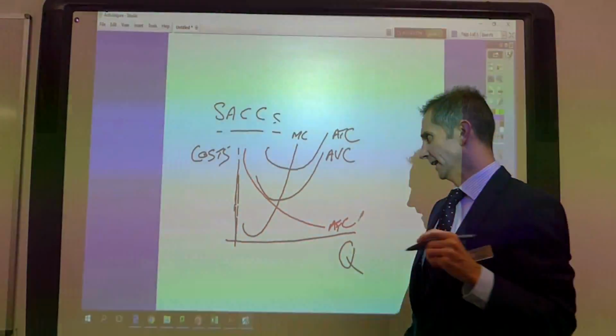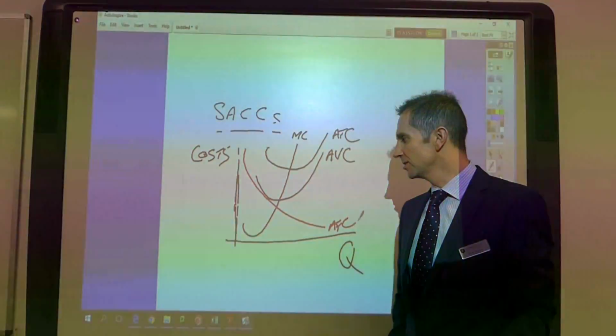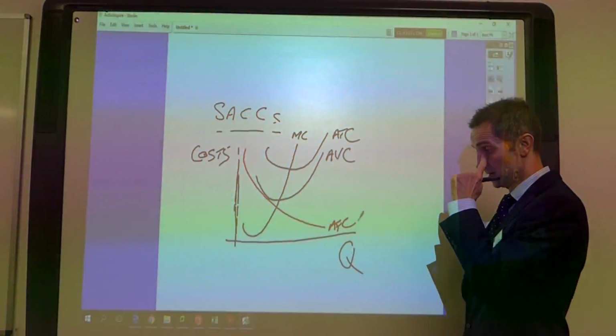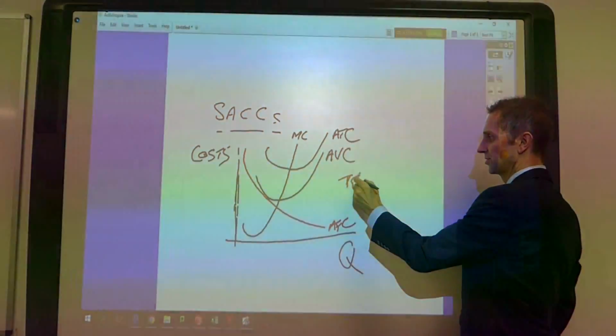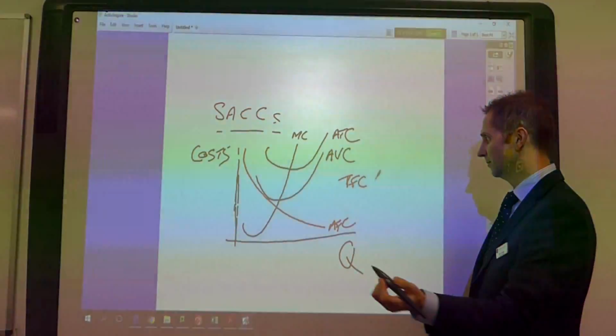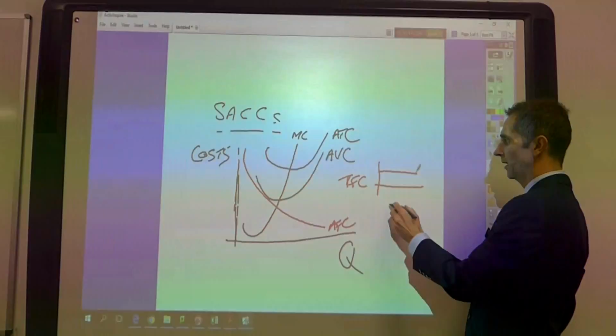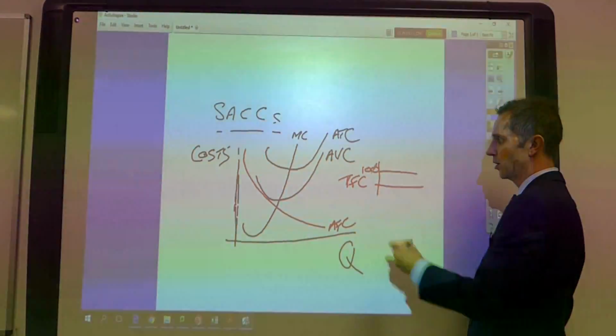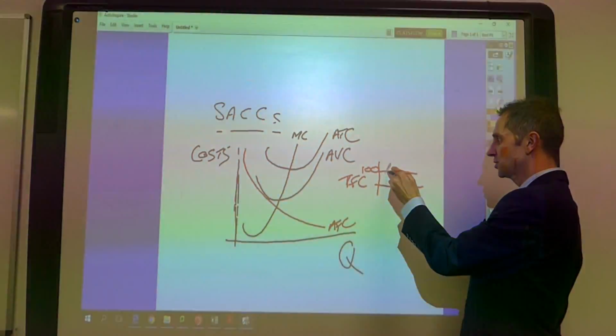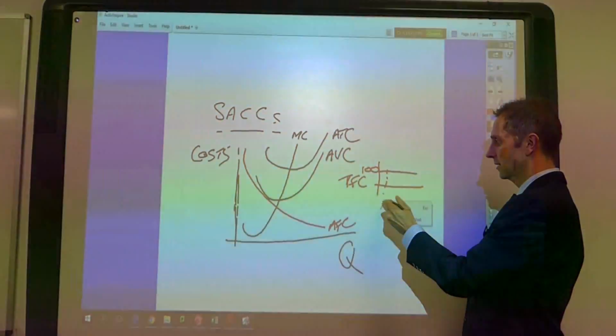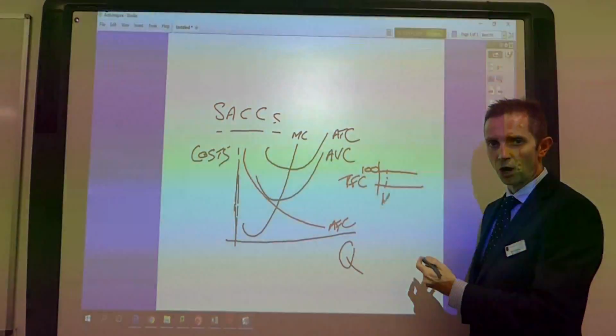falling continuously. And why does it fall continuously? Because total fixed costs are constant all the time. So total fixed costs, if you just draw that on a curve, it would be a straight line. Let's say a cost of 100. So the average, when the output is 1, the average is obviously 100.